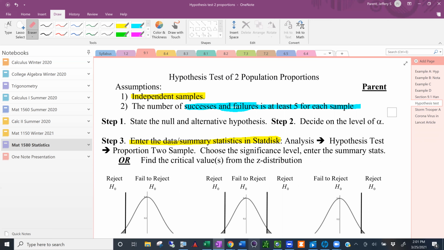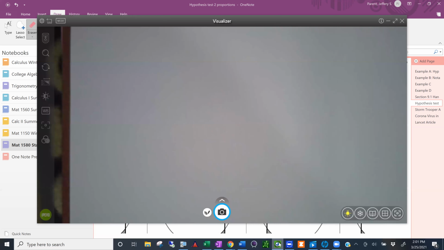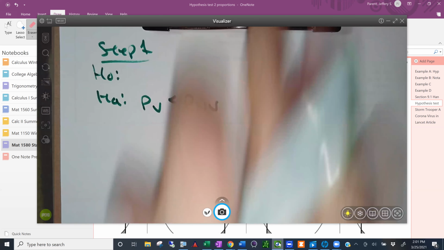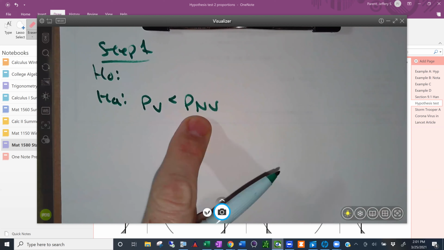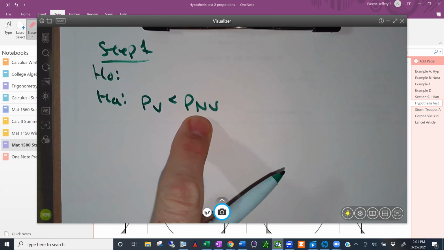Let's see if this vaccine actually works. Now, if it works, then the percentage of people who get the disease given the vaccine should be less than the people who don't get the vaccine. So I'll write it like this: the proportion of those who get the disease given the vaccine is less than the proportion who get the disease given that they didn't get the vaccine.